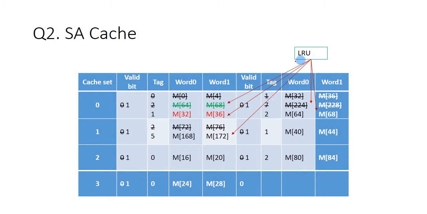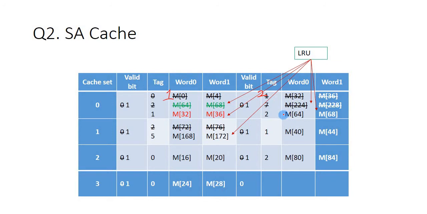1 is the earlier access, 2 is the later access. A higher number is later access. So imagine that I initially updated cache line 0 here with this memory 0, memory 4. So I put this at timestamp 1. Then this data came in, memory 32, memory 36. So I put a timestamp 2.